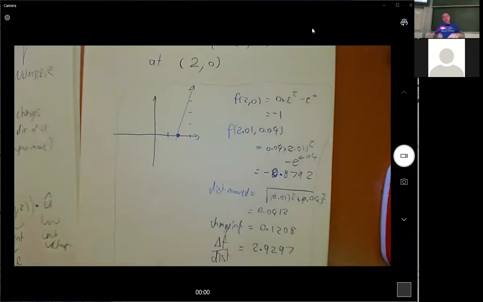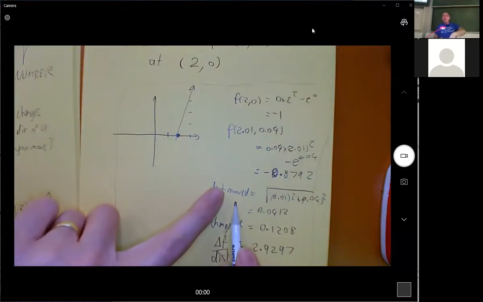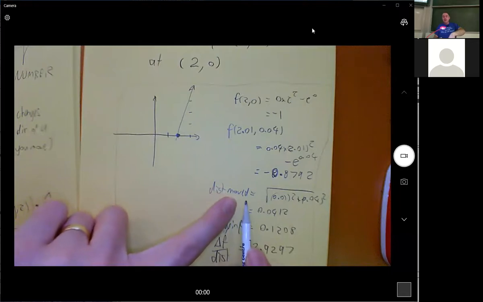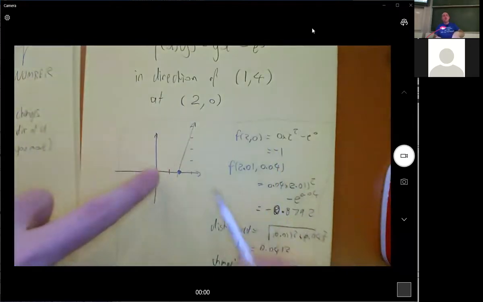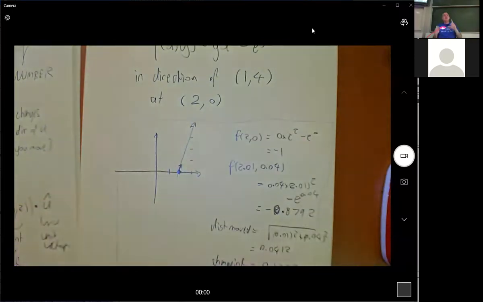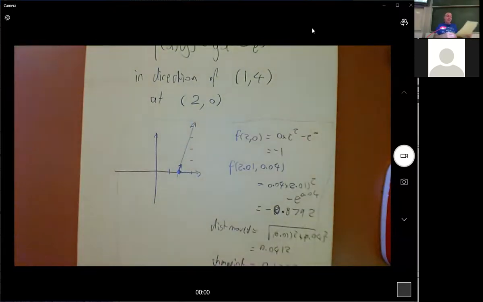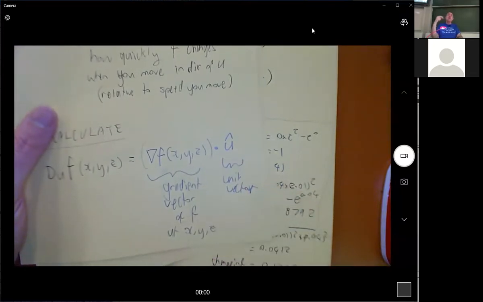The tricky bit is this bit. I mean, it's all tricky, but the really tricky bit that makes it complicated is the fact that you have to divide by the actual distance you moved. I'm not dividing by the 0.01 or by the 0.04. I have to divide by the literal distance along this line that I went. And that's the problem. And that is why I need a unit vector. To make that unit vector, I have to divide by the length of this vector.